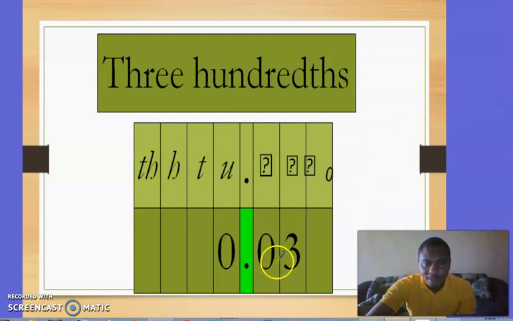Now this is another number, 0.03, and we call it 3 hundredths, because remember, this part is for the tenths, and this part now is for the hundredths. So this is 3/100. That's what this number is. And remember the place value.